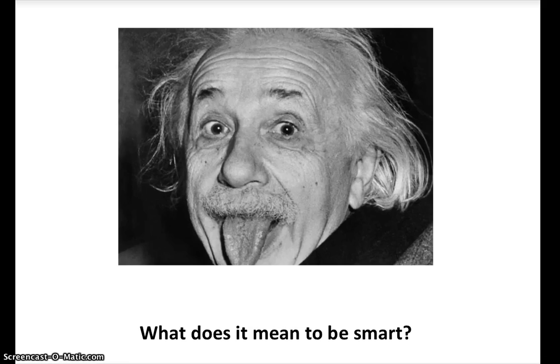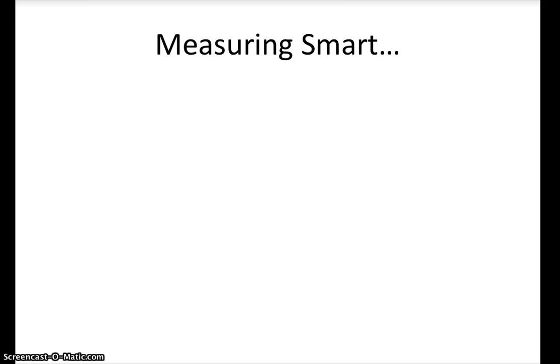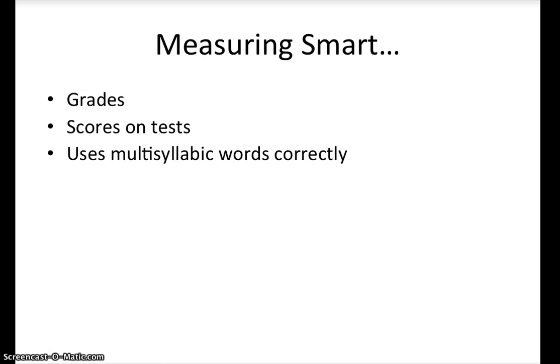So what does it mean to be smart? Well, there are a lot of ways to measure smart. You could look at grades. Perhaps people who make straight A's are considered smart. Or maybe you're going to look at test scores. Do they have a high IQ? Do they make over a 30 on the ACT or a 2400 on the SAT? Those people might be considered smart. Maybe you would follow people around and measure how many multisyllabic words they use correctly on a day-to-day basis. Maybe those people are smart.